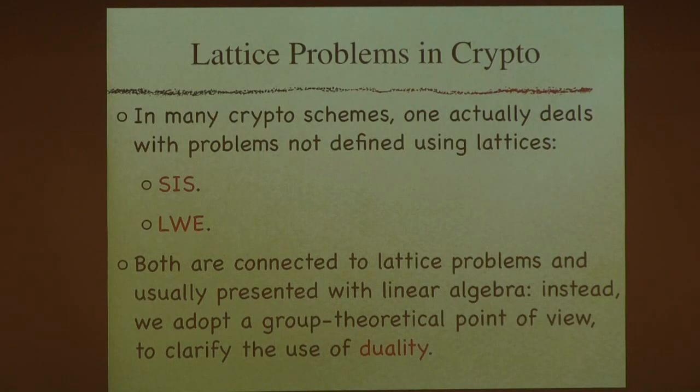Now the landscape has changed a bit, because if you look at the lattice-based crypto literature, you see many schemes dealing with problems which are actually not even defined using lattices. These are SIS and LWE. These two problems are connected to lattice problems, and they're usually presented with linear algebra. We have matrices and vectors, and accordingly many of these lattice papers use vectors and matrices. In this talk, because this is my talk, I'm going to do something a bit different. I'm not going to use linear algebra, so I'm not going to put these matrices. Instead, I'm going to adopt a group-theoretical point of view. I think it has several benefits, and in particular, it clarifies the use of duality in all this lattice-based cryptography. So let's start with SIS.